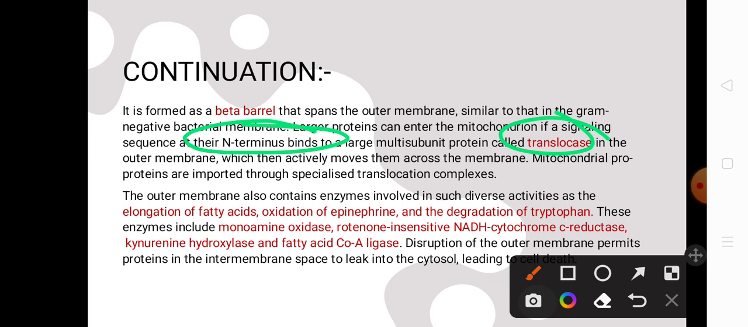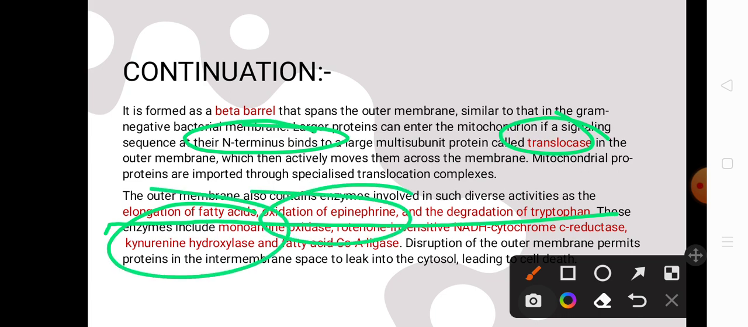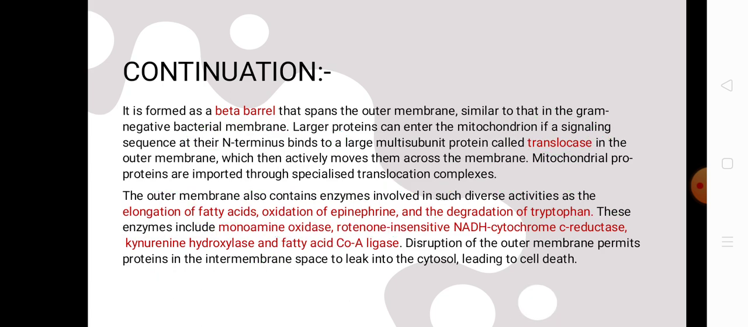Various types of biosynthetic processes are going on, for example elongation of fatty acid, oxidation of epinephrine, and degradation of tryptophan, and monoamine oxidase, rotenone-insensitive NADH cytochrome C reductase, kynurenine hydroxylase, and fatty acid CoA ligase are the enzymes that are present in our outer membrane, right?